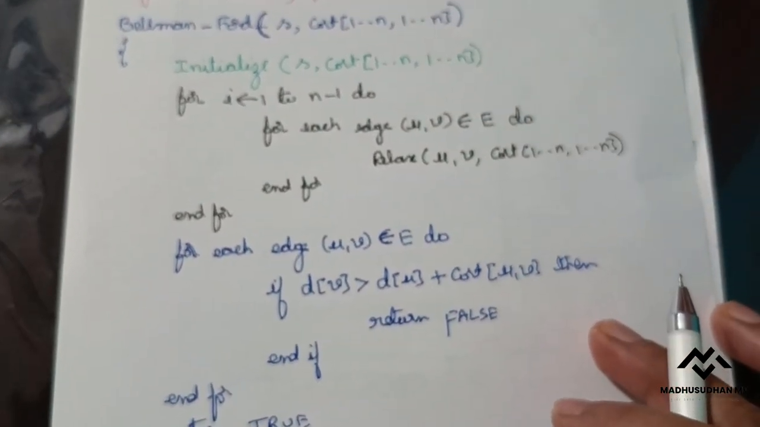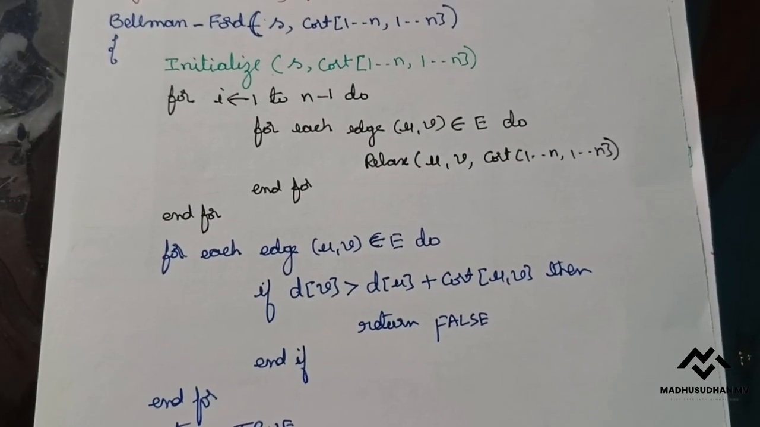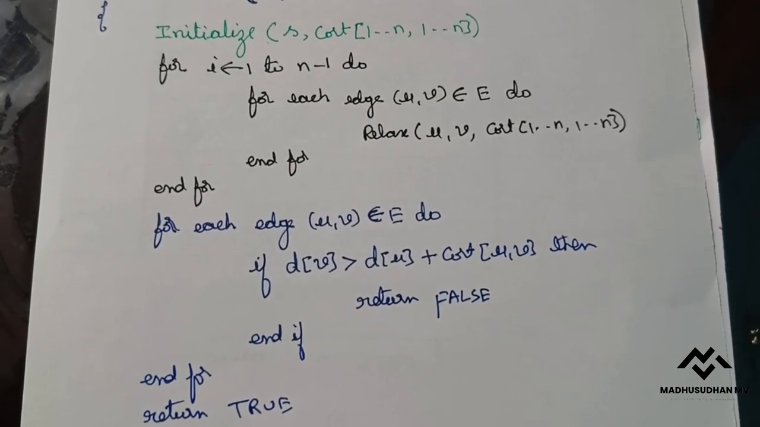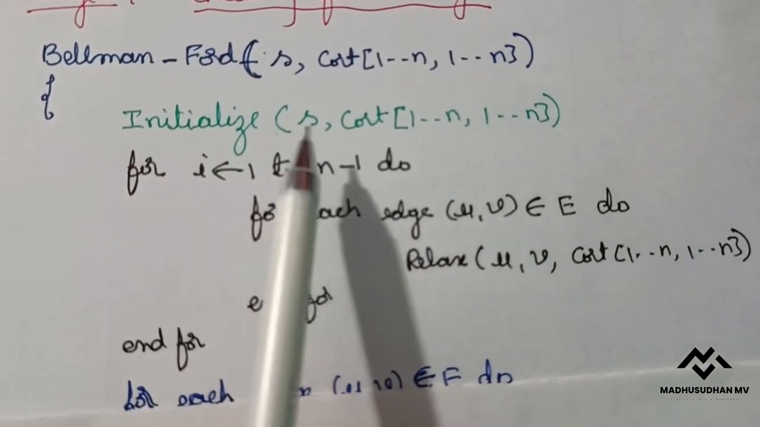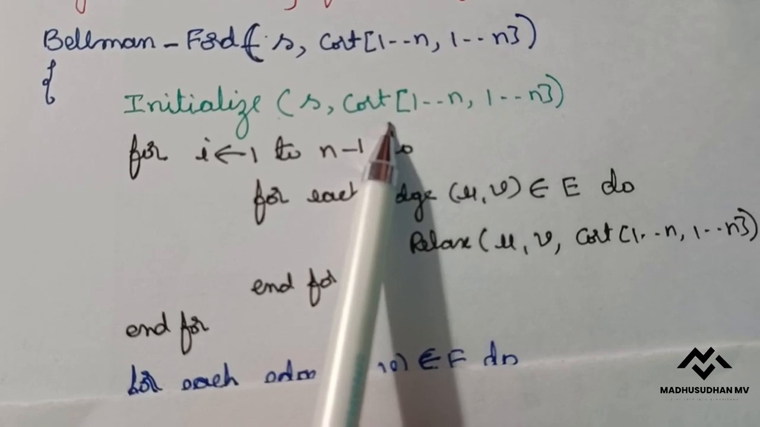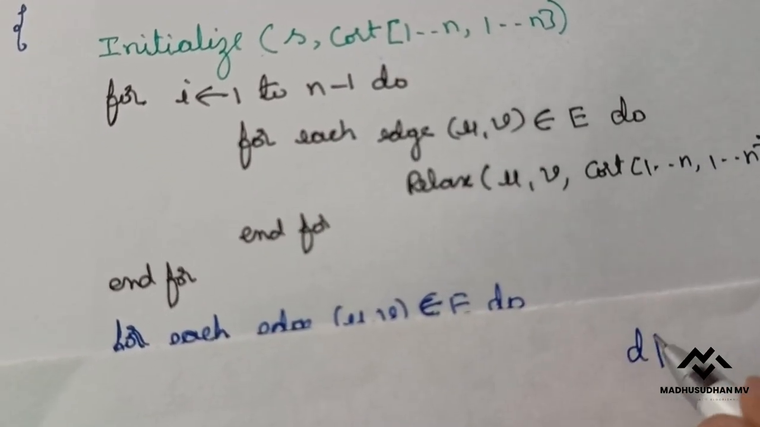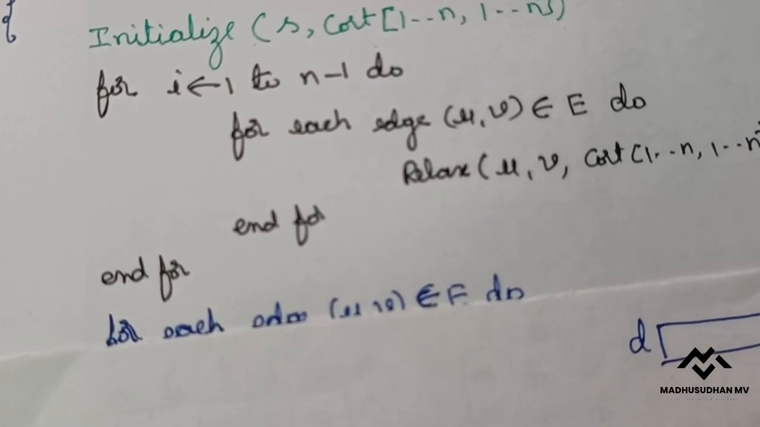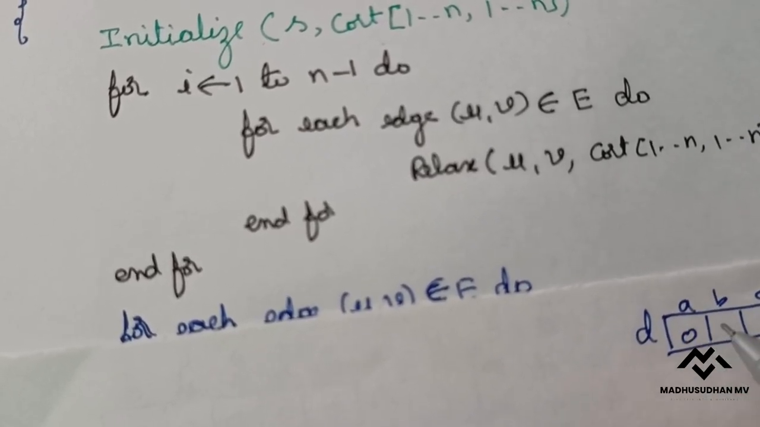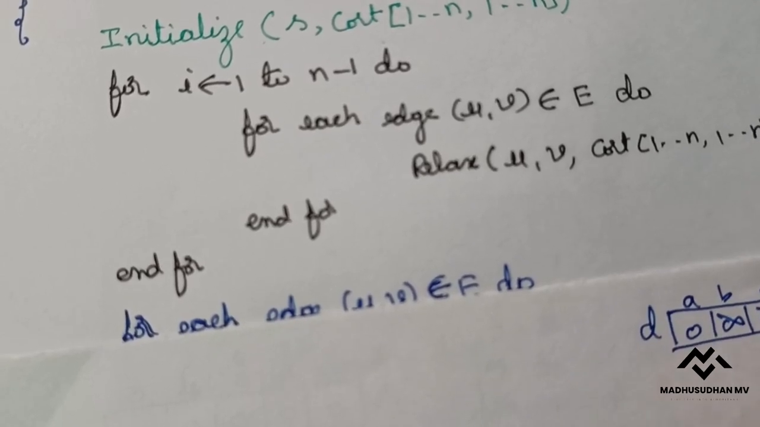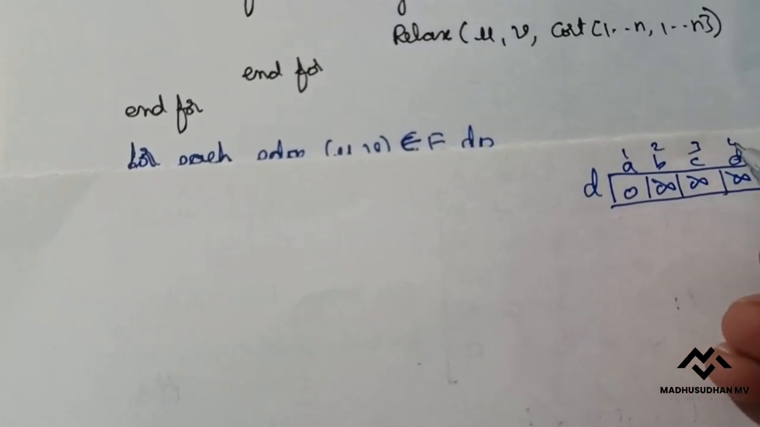Okay, so I hope you understood. Let us now trace this algorithm. See, the algorithm starts from this Bellman Ford algorithm. First step, it will call the initialization function, and the initialization function will find out the distance array for the given graph, that is for A, B, C, D: 0, infinity, infinity, infinity. This is what we got, index 1, 2, 3, 4.